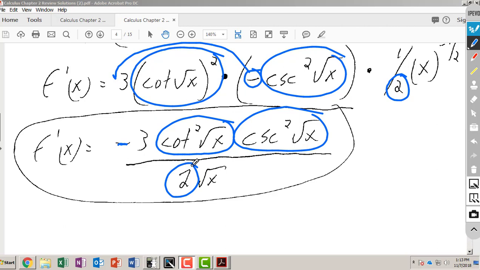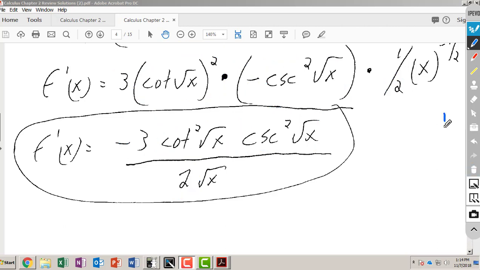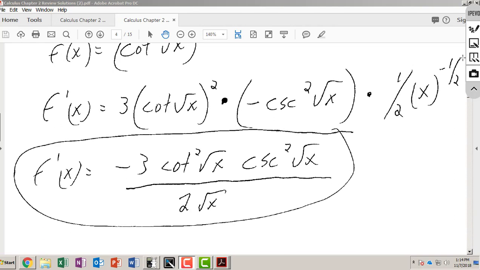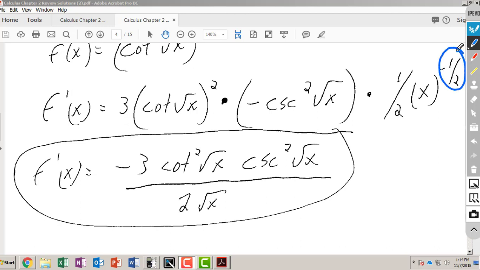And now this right here, let me just scroll down to it so you can see it. I've got a negative 1/2 power. Since I have a negative 1/2 power, to put that in the denominator, it becomes positive. So here it is right here, and that is x to the 1/2, and I just change it to the square root of x. So the answer to number 4 is going to be f prime of x equals negative 3 cotangent squared root of x, cosecant squared root of x, and this is all over 2 square root of x.